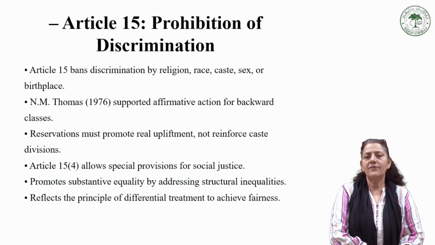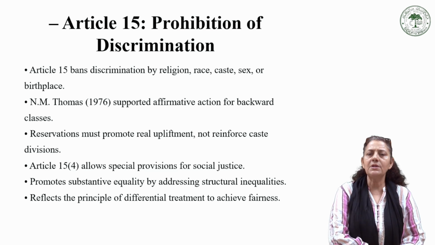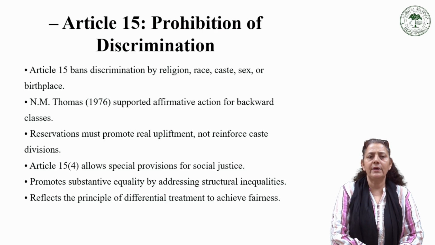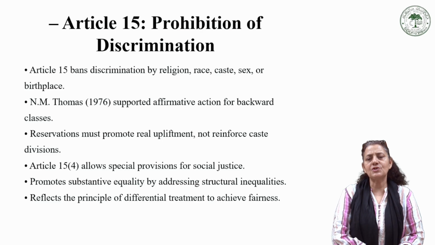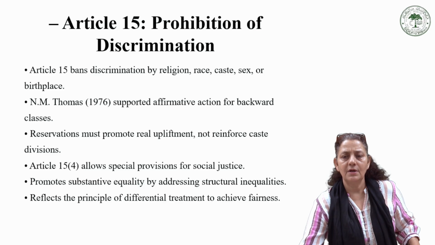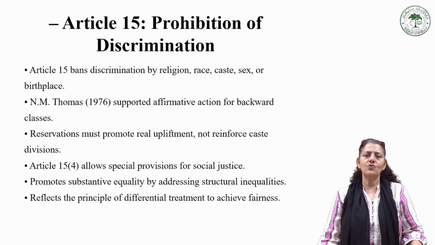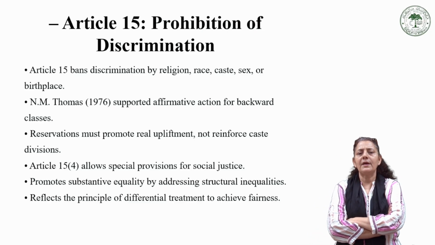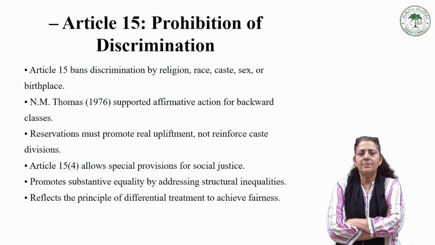Article 15 reflects the spirit of positive discrimination, treating unequals differently to ensure substantive equality. It guarantees that all citizens enjoy equal access to public spaces, education, and employment opportunities. The principle extends to policies addressing gender bias and regional discrimination. The judiciary, through various rulings, has reaffirmed that Article 15 aims to build an inclusive and equitable society.